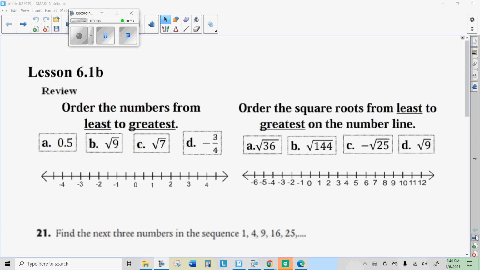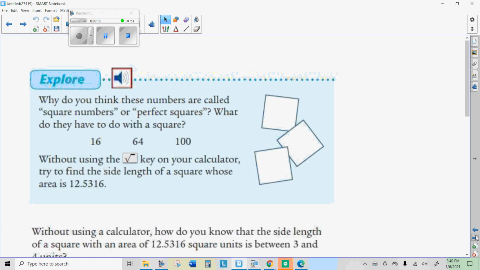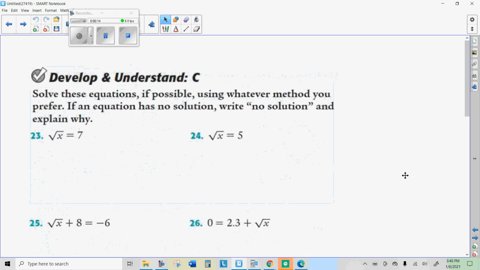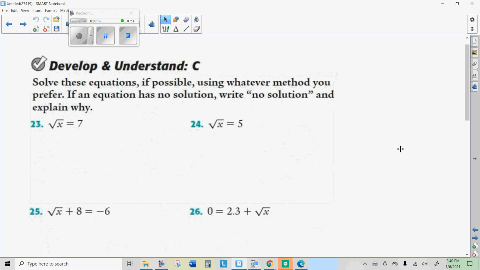Today we're going to do part 2 of lesson 6.1b, and we left off right on this page right here. Basically, we're going to try and learn how to solve square root equations. And just some basics about this. So remember that you have a positive and a negative square root.